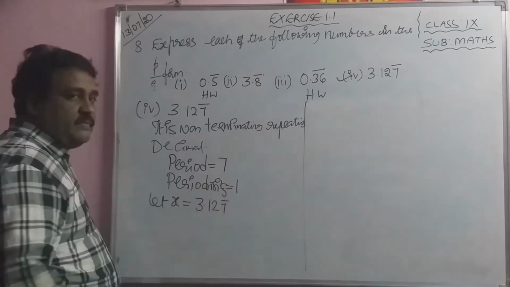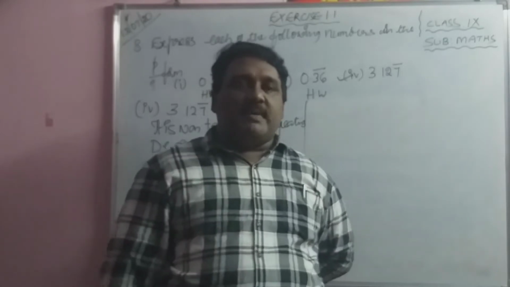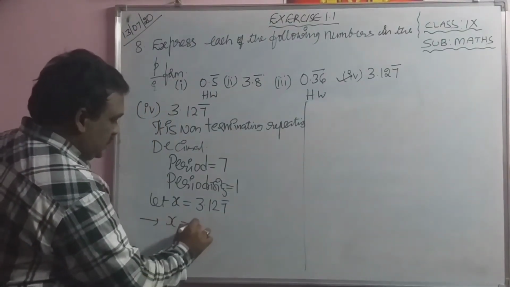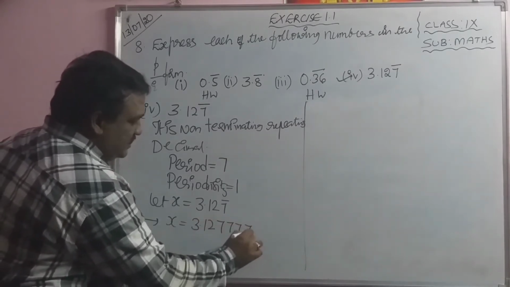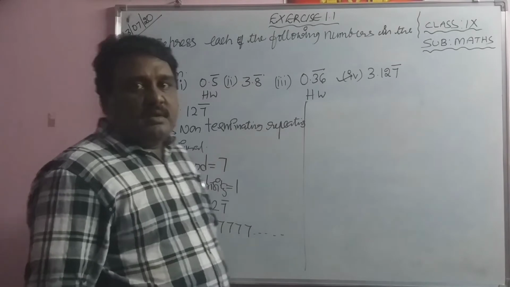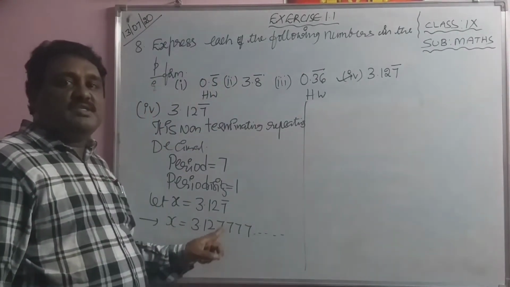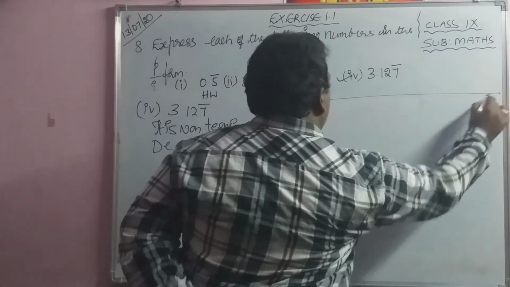Let x equal to 3.127 bar. This implies x equal to 3.12, and we can write any number of 7s, and so on. X equal to 3.1277 and so on. So with what number do we have to multiply?